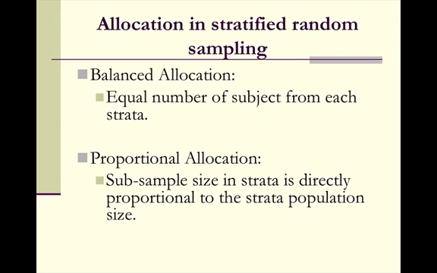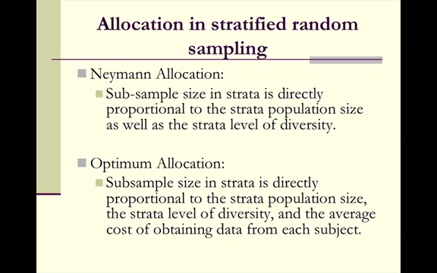Now, in your stratified random sampling, you have different allocations. You have balanced allocation, which means you have an equal number of subjects from each strata. You have proportional allocation, which is the subsample size is directly proportional to the population size. You have the Neyman allocation, which means the size in strata is directly proportional to the strata population size, and diversity. That's what's different. It's related to the strata level of diversity.